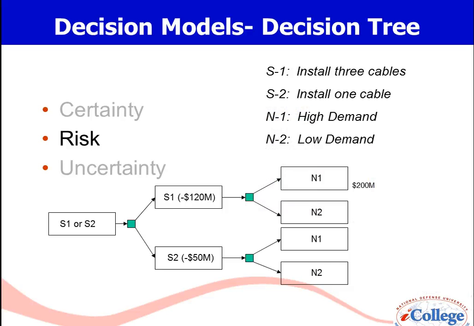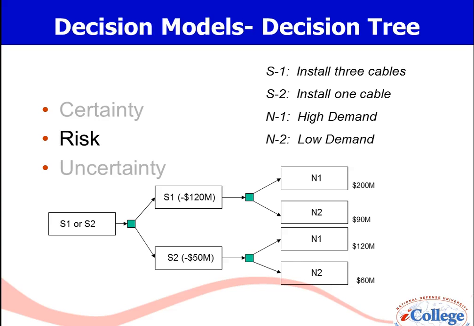Okay. If I install 3 cables and there's high demand, I'll make $200 million. If I install 3 cables and there's low demand, I'll make $90 million. If I install 1 cable and there's high demand, I'll make $120 million. And if I install 1 cable and there's low demand, I'll make $60 million.